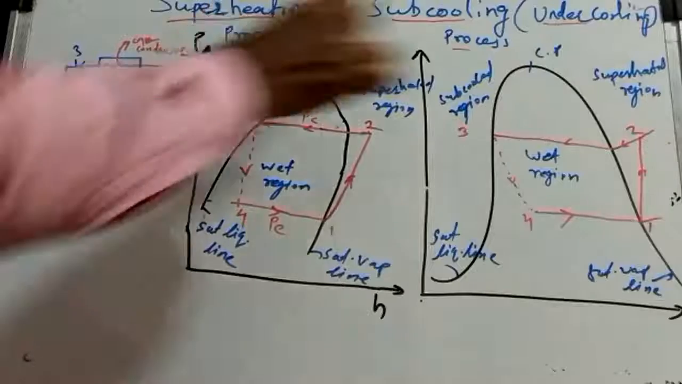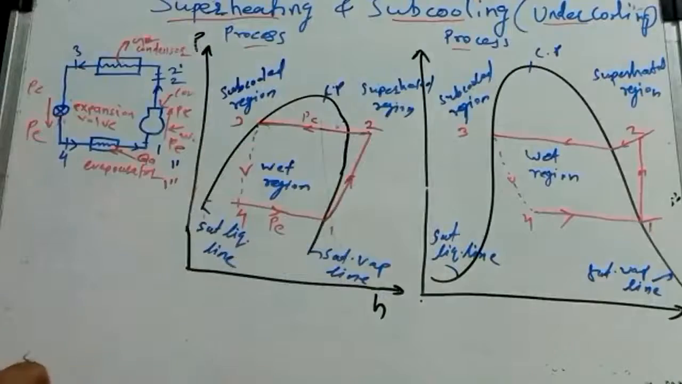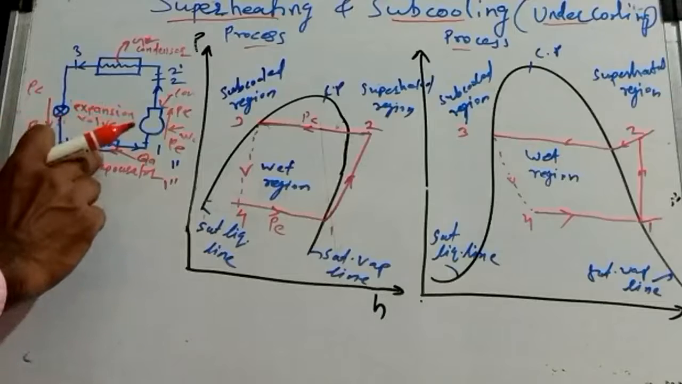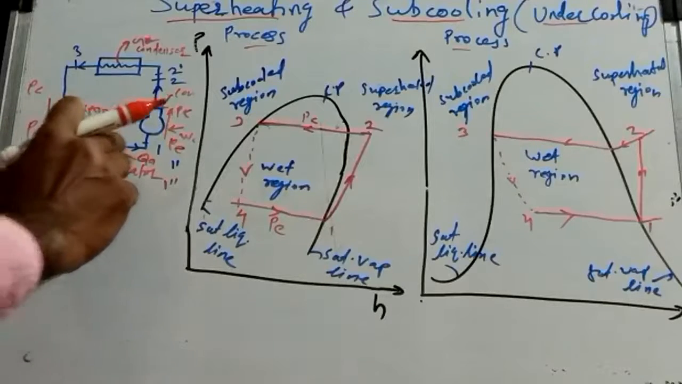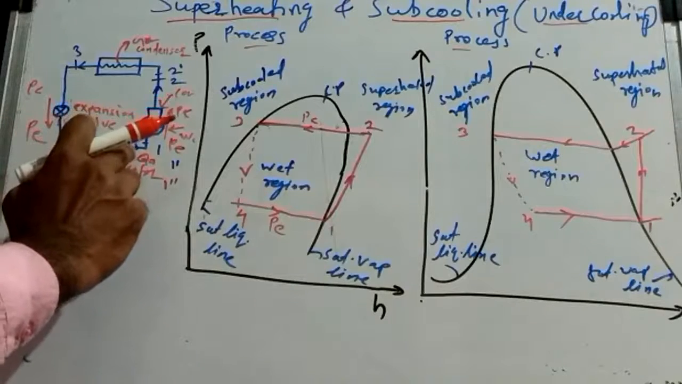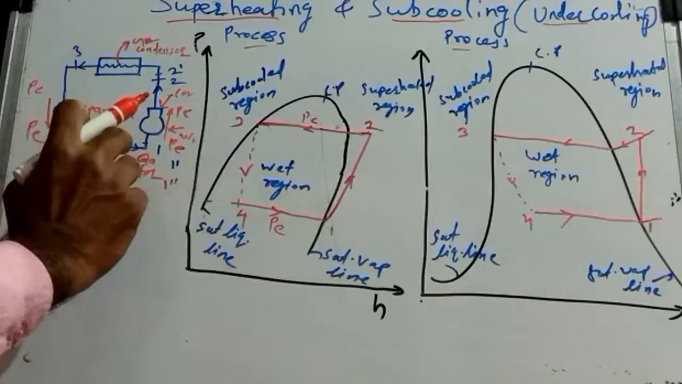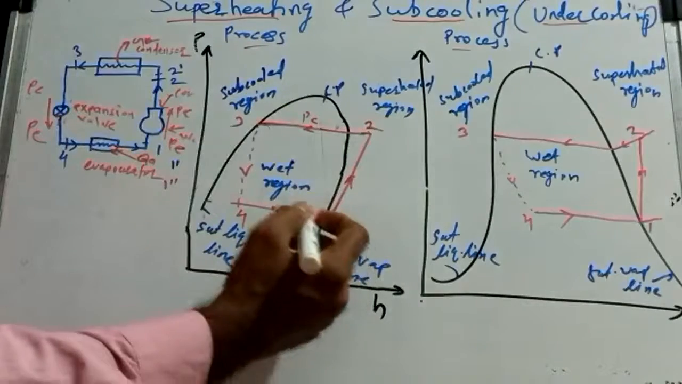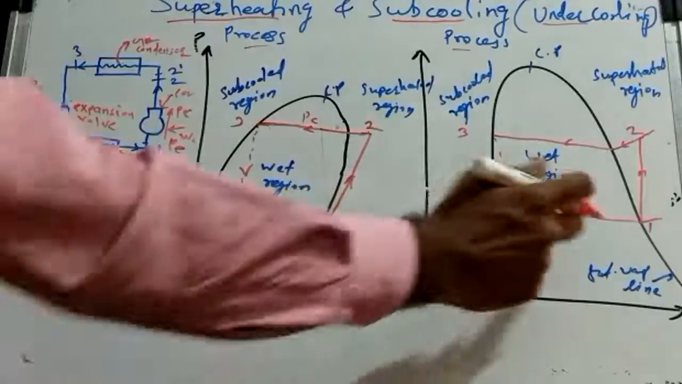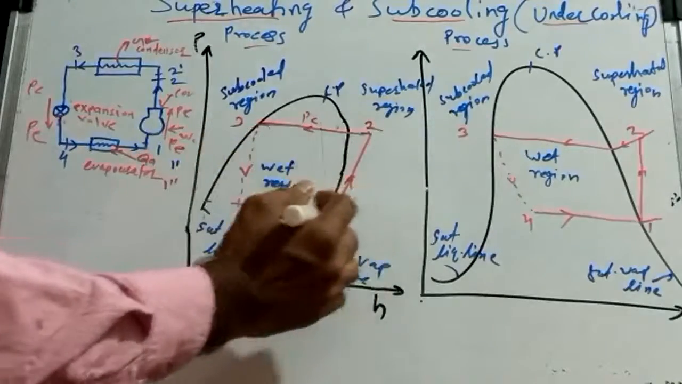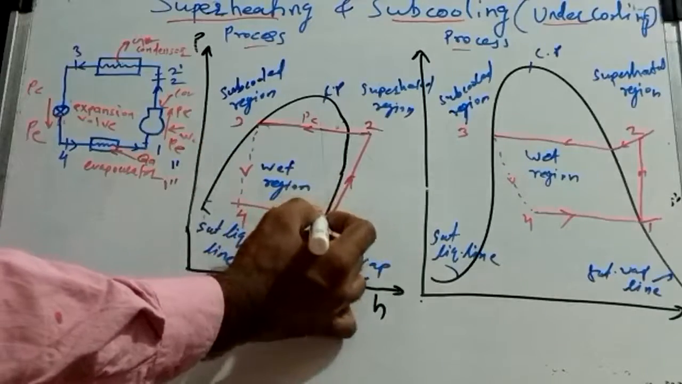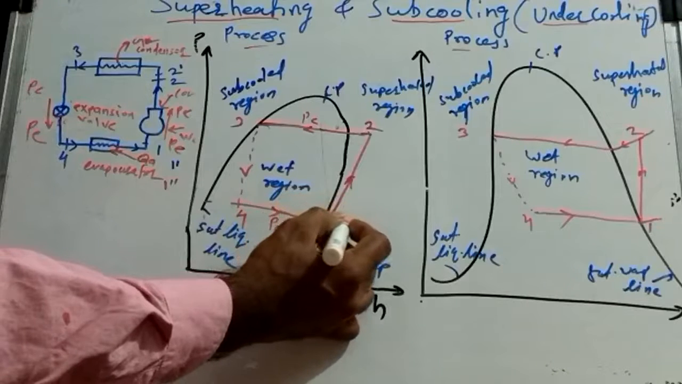About the superheating process and the subcooling or undercooling process. So we know that the refrigerant coming out of the evaporator is in the superheated form. So we can represent the process on the pH and TS diagram. If it is in superheated form, the process will be like this.